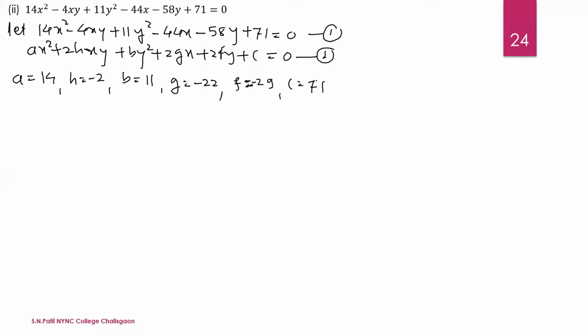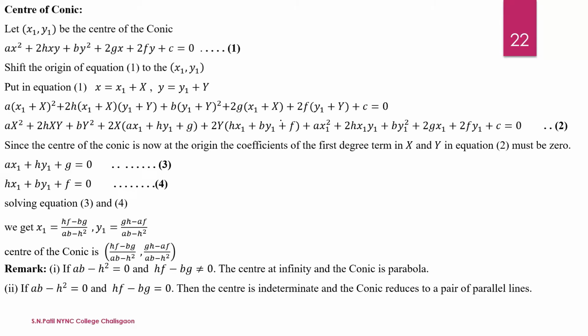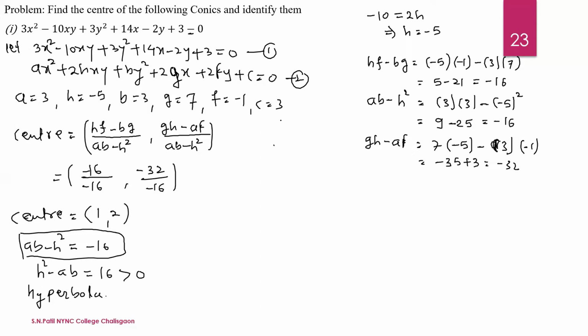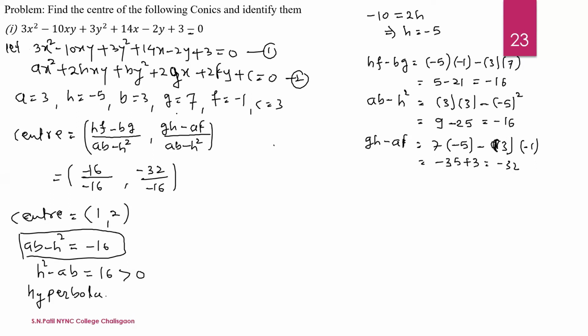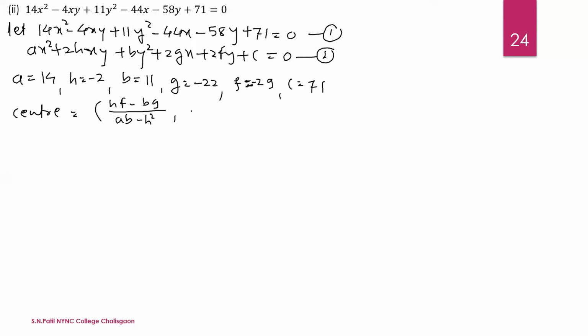Okay, now the center of the conic. Center of the conic is hf minus bg divided by ab minus h square, comma, gh minus af divided by ab minus h square. Okay. Now let us find the value of h into f.